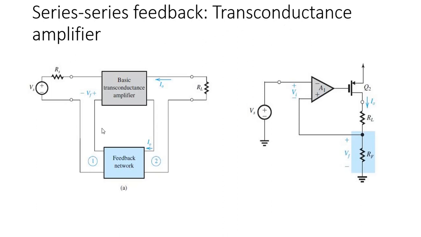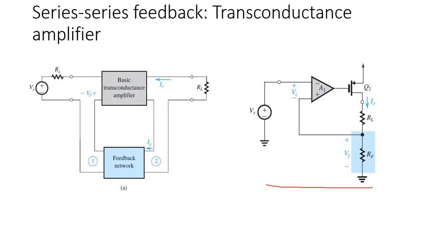Here in this series feedback, the input side is a series connection, and similarly the output side is also a series connection. As we have seen in the voltage amplifier, the series connection increases the input resistance. Similarly, in this case, the input resistance and the output resistance are high. This is the example of the transconductance amplifier.